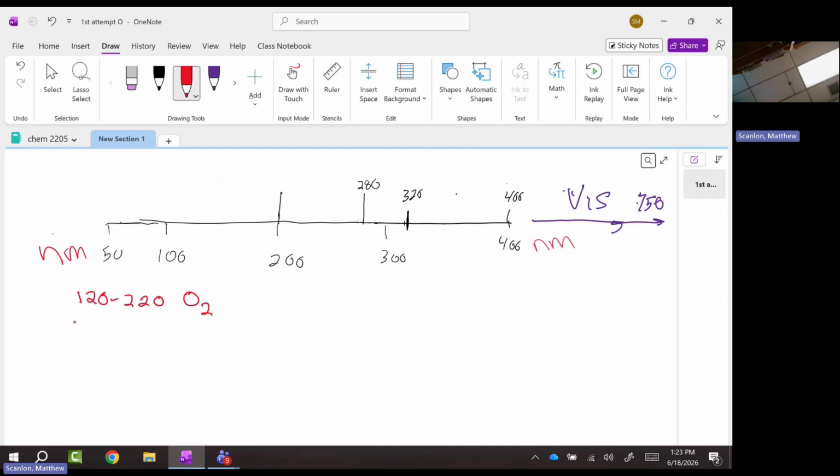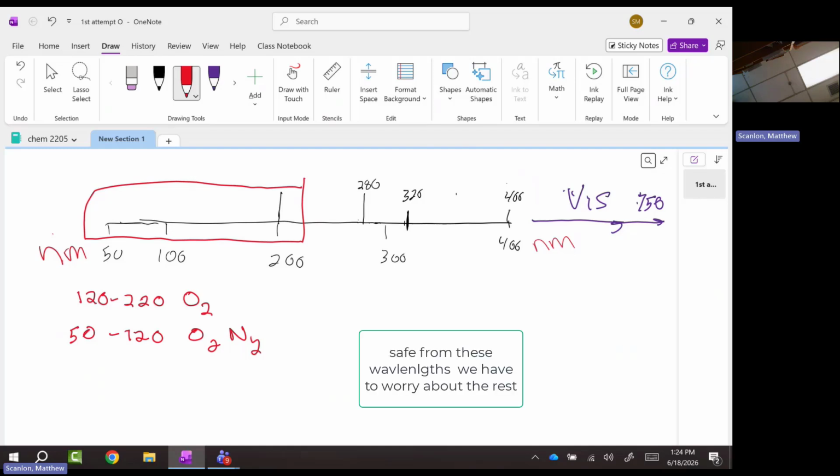From 50 to 120, both oxygen and nitrogen absorb them. So this is nitrogen in the atmosphere, which is most of our atmosphere, and oxygen. And so that cuts out everything from about here to here. And that gets rid of that. So our skin is safe.